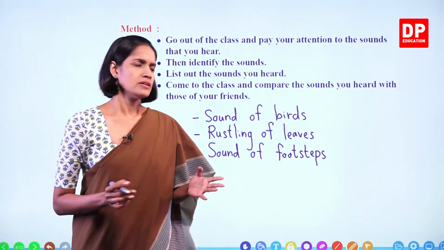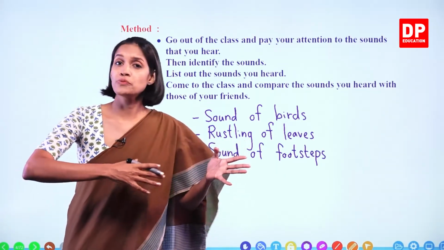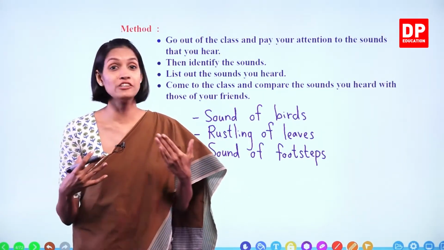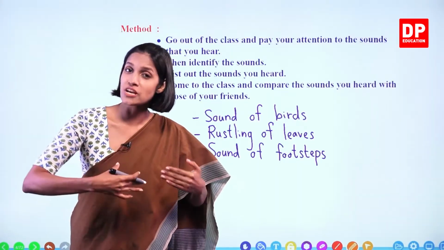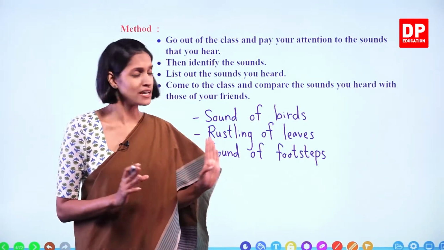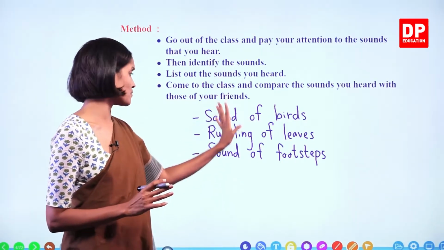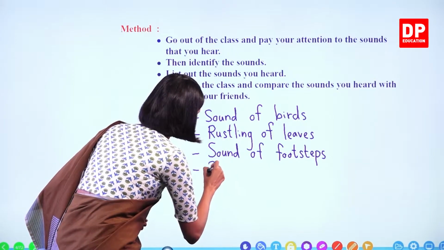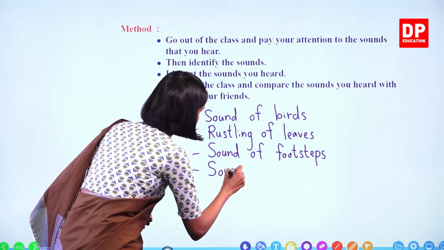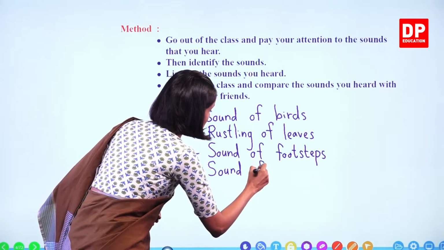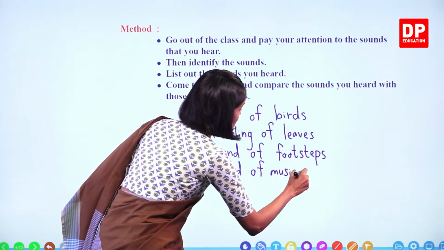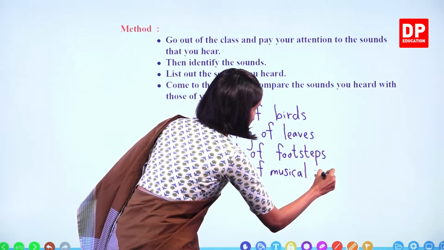What else, children? Let's say that if you go near your music room, you will hear the children inside the music room playing different instruments, and also some of them singing too. Okay, let's write, because those are possible sounds around the school. We'll write them too. Sound of musical instruments.